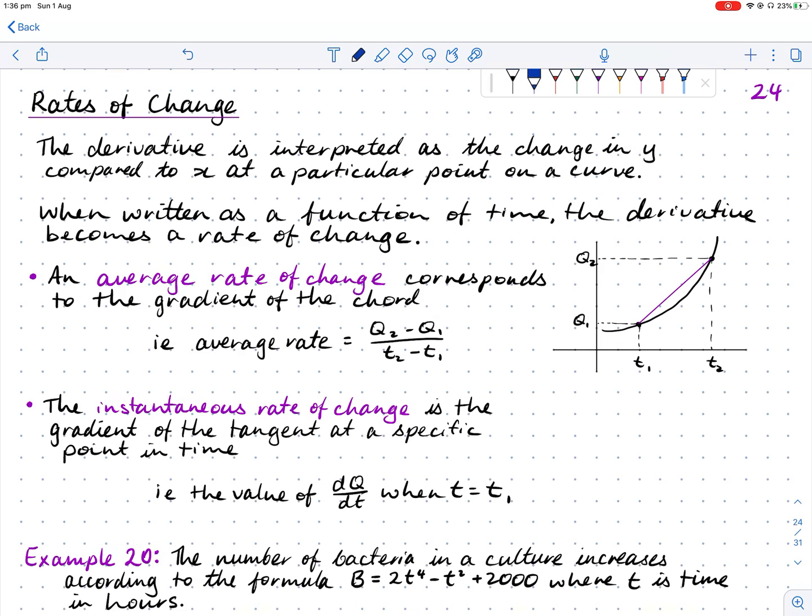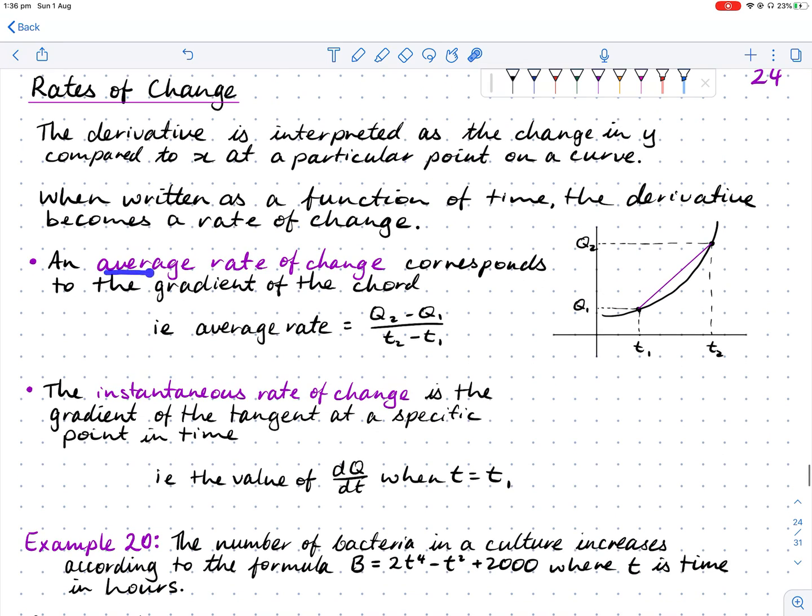So when we're looking at rates of change, we're really looking at sort of like the speed of something happening. That's pretty much what we're doing. So we can talk about an average rate of change, or we can also talk about the instantaneous rate of change. So an average rate of change is saying what is the speed that something's changing at if they were traveling the same speed, or like the rate was the same the whole way through.